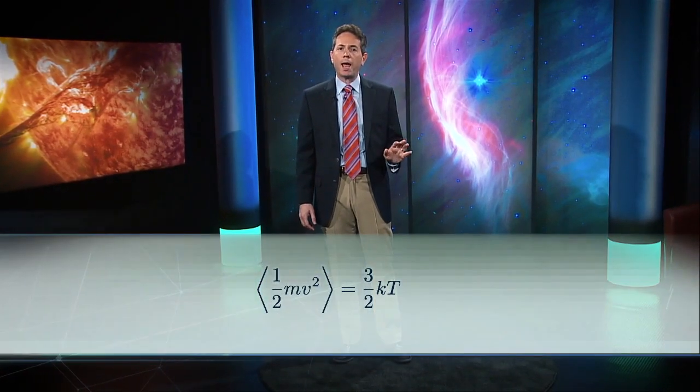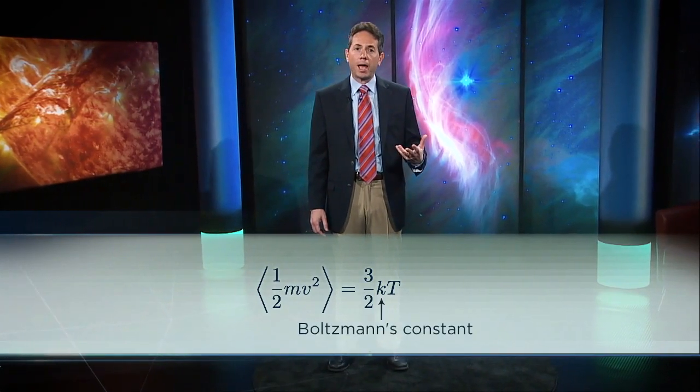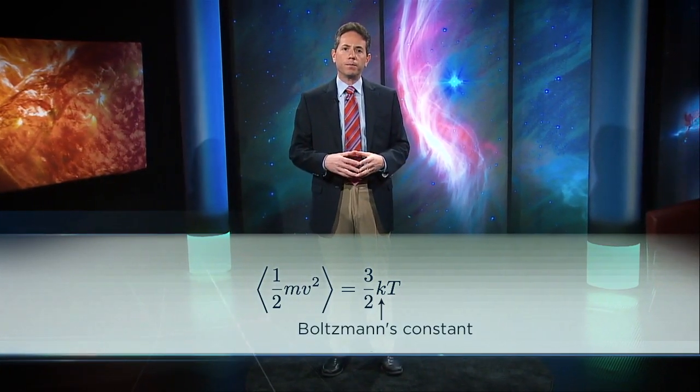Another big difference between an ideal gas and a collisionless gas relates to temperature. The temperature of an ideal gas is defined to be proportional to the average kinetic energy associated with the random motions of the gas particles. The average value of 1/2 mv squared is 3/2 kT, where k is Boltzmann's constant.